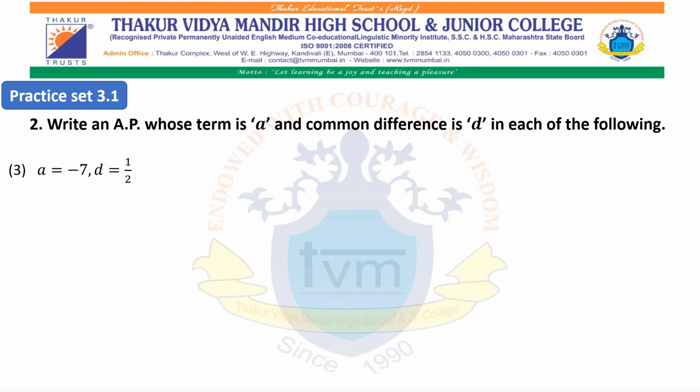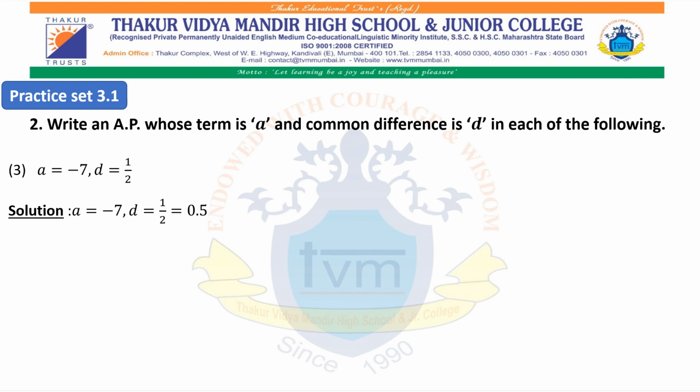Sum number 3. Value of A is minus 7 and value of D is 1 upon 2. What we had done in that solution, we wrote the value of A as minus 7, value of D as 1 upon 2, and 1 upon 2 is equal to 0.5, what we had specified there.